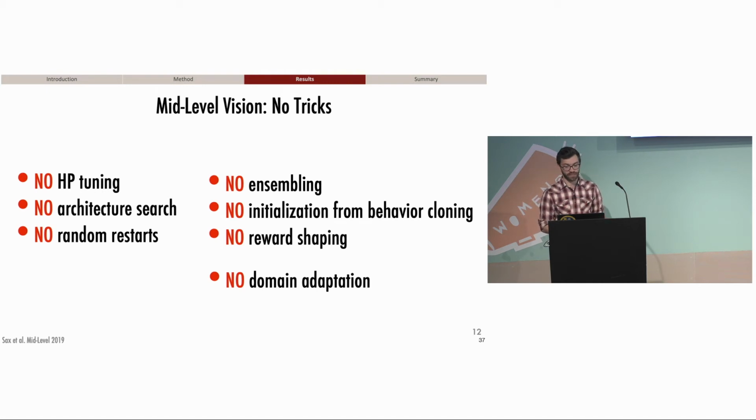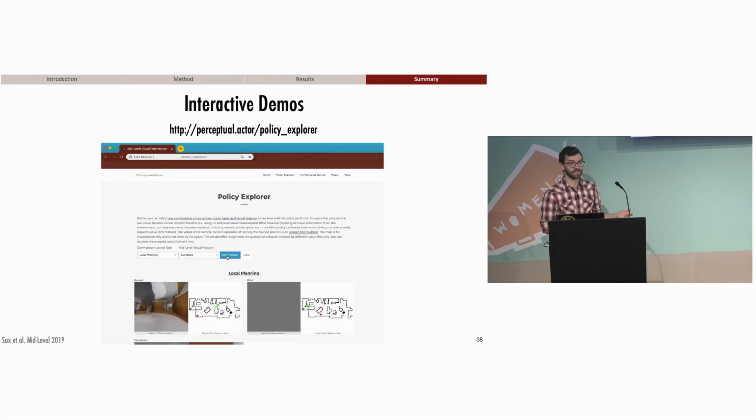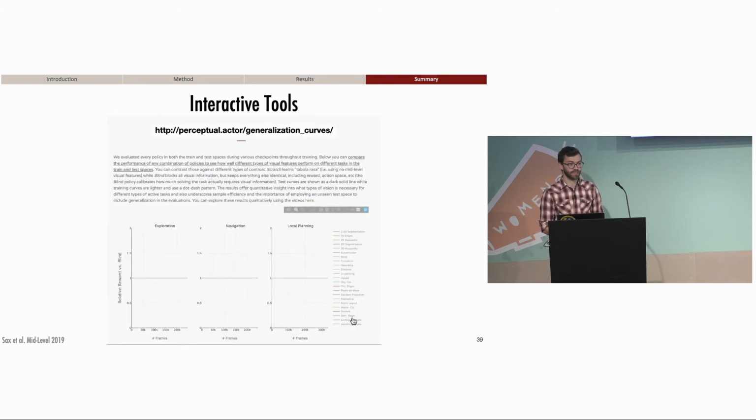We made an entry into the CVPR habitat challenge using this simple method without any of the tricks, and it won the competitions track that we entered. We have demos online that allow you to visualize agents trained for any of the tasks using any feature, and you can do so quantitatively too, looking at both the training and the test curves.